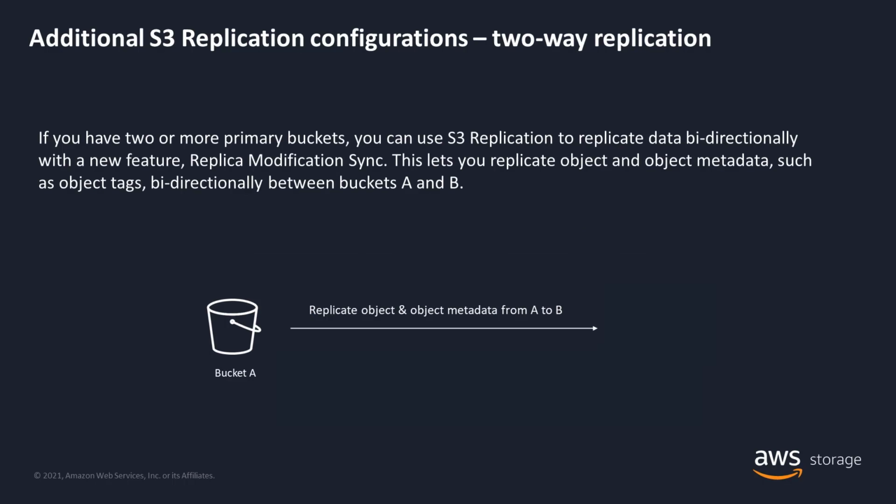Next, we have replica modification sync. We have customers that want to replicate bidirectionally because they expect their users to be writing to more than one bucket at a time. And that's why we now have the ability to replicate your object and object metadata changes on the replica back over to the source bucket. Again, this is an additional setting that you can apply to your replication rule to replicate bidirectionally.